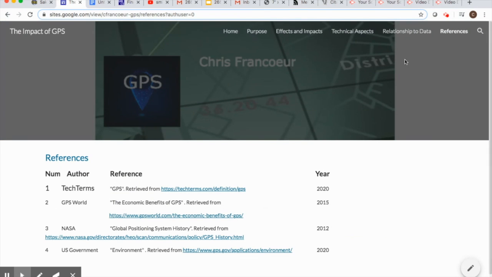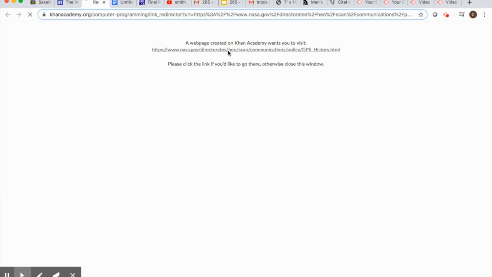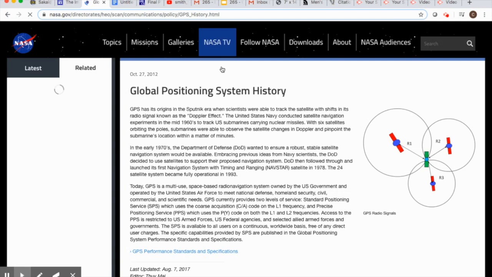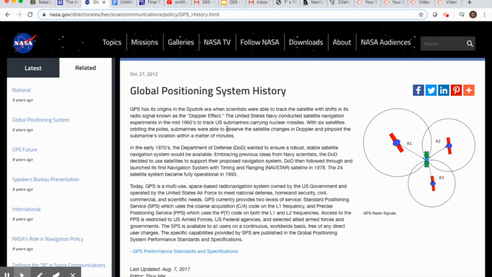Now onto the references. I just chose 4 for my website. I have many more. We'll go to this one. This was a very trustworthy site. For NASA, it's just describing the history of GPS.